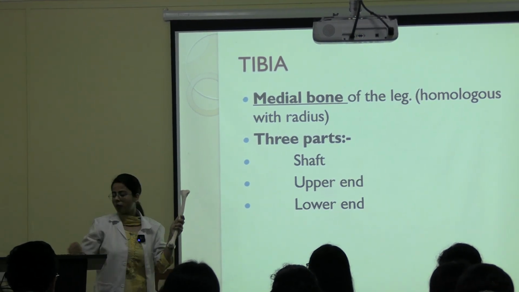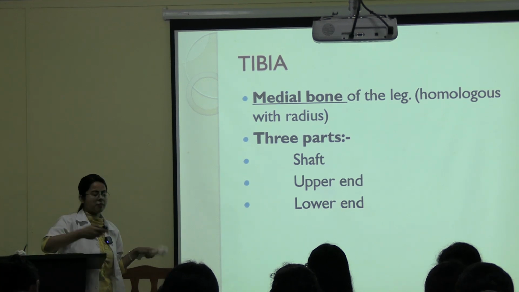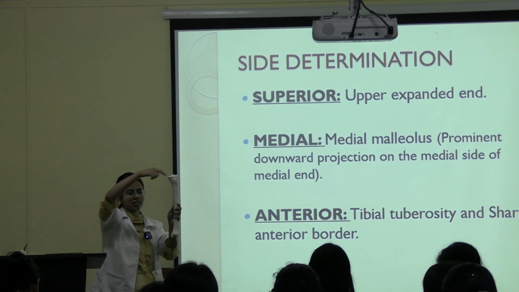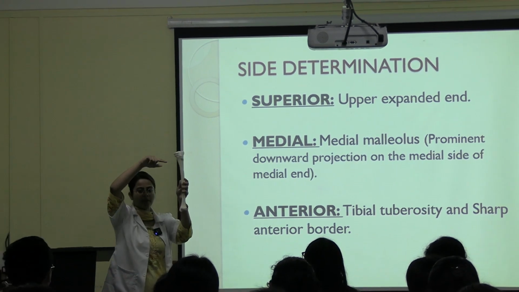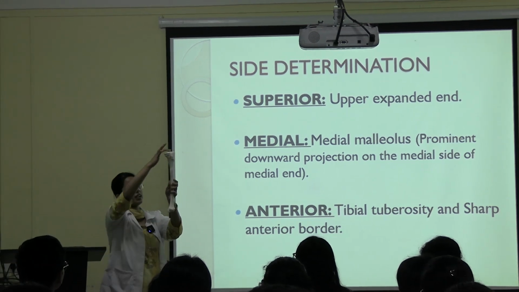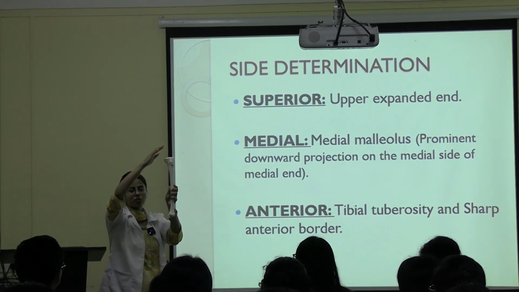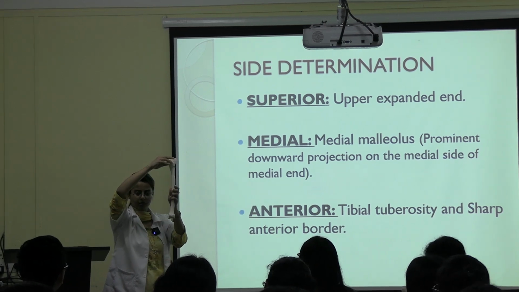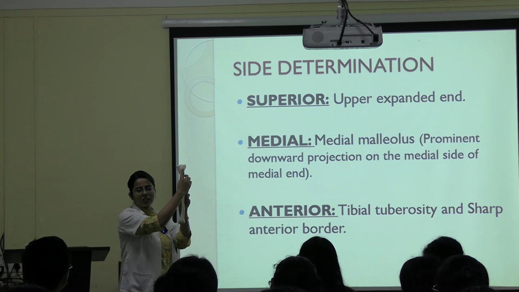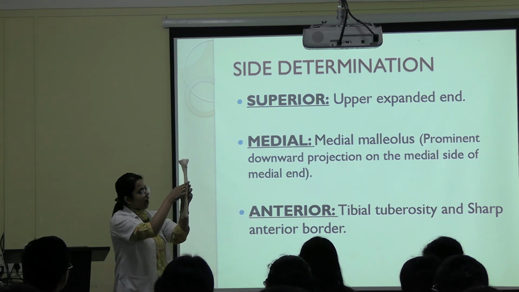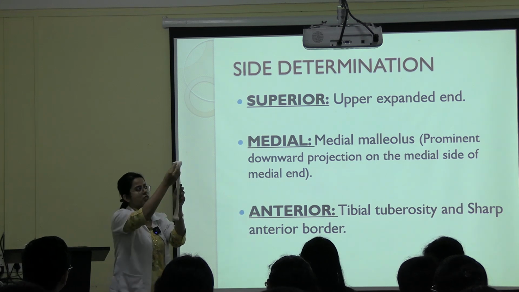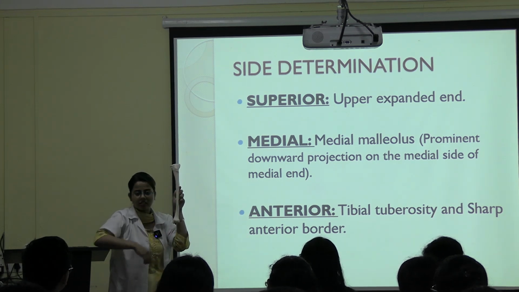Clear? Now, what are the things you have to remember to determine the side? You can see this expanded part, it is expanded as compared to the lower end. It should be present superiorly. This elevated part is known as the tibial tuberosity. And this sharp border is the anterior border. So these two structures should be present anteriorly.